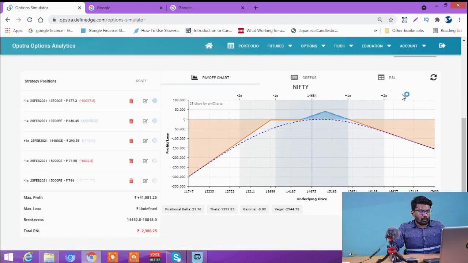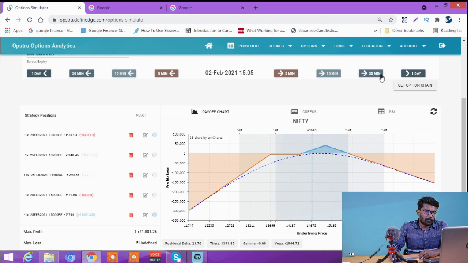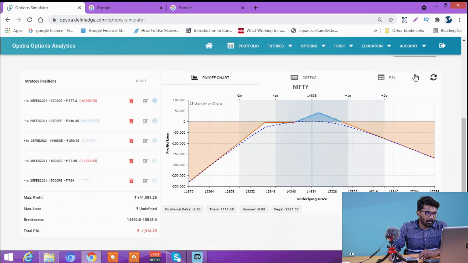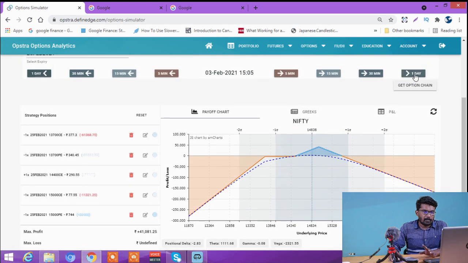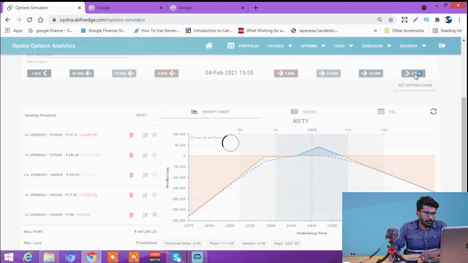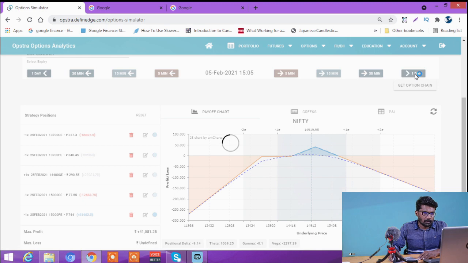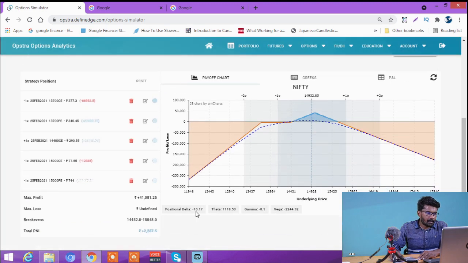Yeah, the market on the next day, on 2nd of February, gapped up and it is rallying. It is going further north. So we don't have to worry about anything as far as our break-even points are breached. The market is rallying, super rallying.